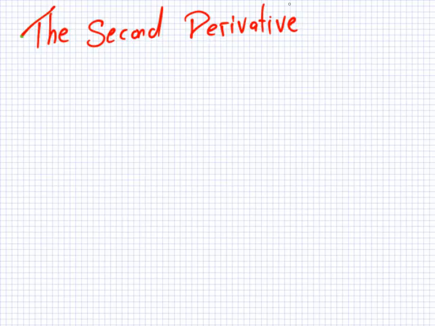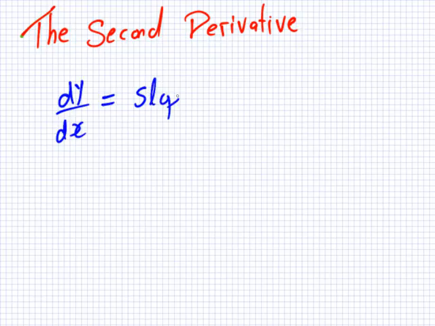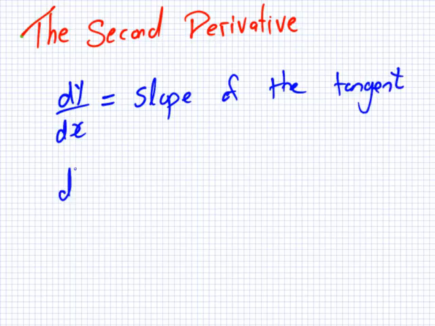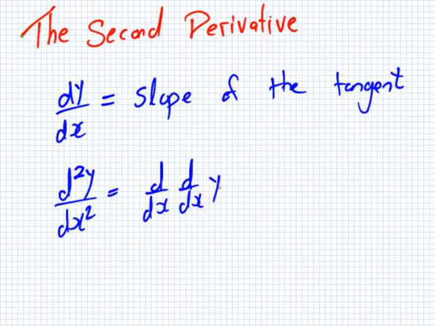Right, so, again, as I say, page 74. Second derivative. So this here we know is the slope of the tangent. The second derivative really means what you might guess it means. It means the derivative twice on a function, so literally differentiating twice.